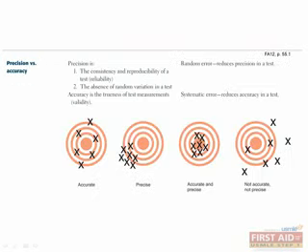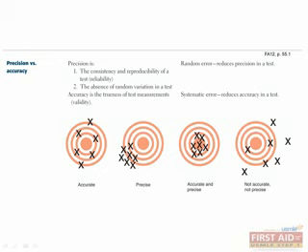In colloquial language, we often use precision and accuracy interchangeably, but they mean very different things from a statistical standpoint. Precision is the consistency and reproducibility of a test, and it also sometimes is referred to as reliability.